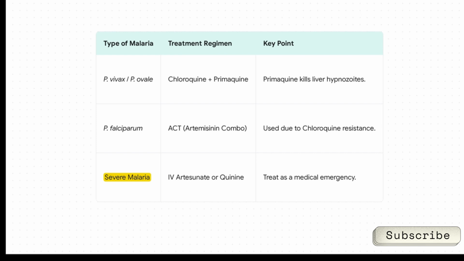For uncomplicated falciparum, it's a different story. Because of widespread resistance, the go-to is an artemisinin-based combination therapy, or ACT. And for any severe malaria, you treat it as an emergency with IV artesunate.